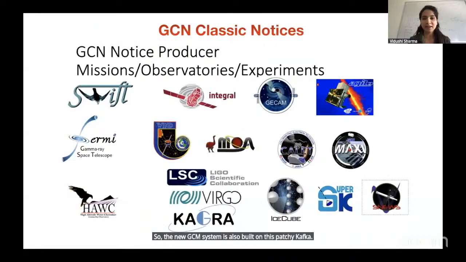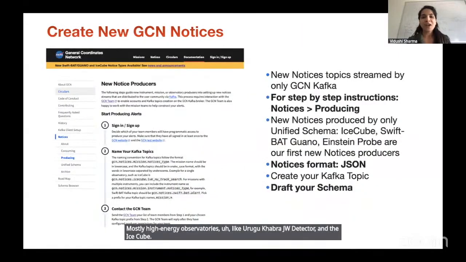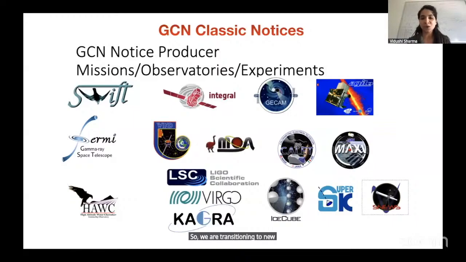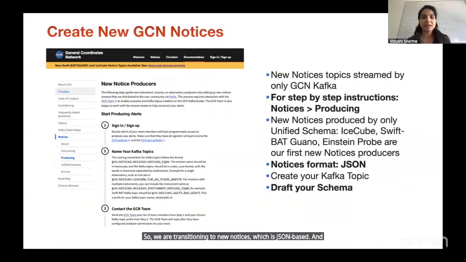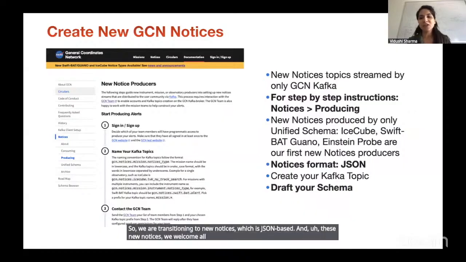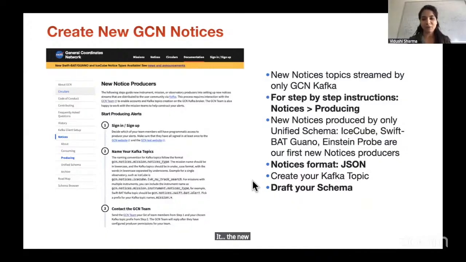Here the GCN classic notice producers are shown, which include mostly high energy observatories, the LIGO Virgo KAGRA GW detectors, and IceCube. We are transitioning to new notices, which are JSON based, and for these new notices we welcome all other transient communities as well. Here is the step-by-step guide for producers on the left, which is available on the GCN website. The new notices will have a JSON format, and VOEvent is also possible. You can draft and design your own schema for this.